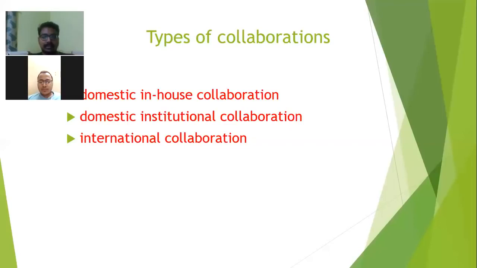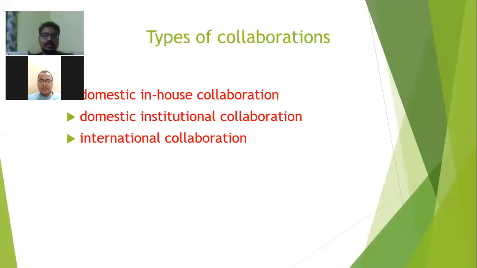English is a second language for all of us. So often what happens is that we tend to understand things better when they are explained in our mother tongue. Sometimes it happens for certain kinds of problems. So this could be an advantage when you are collaborating with a domestic institutional collaborator as compared to an international collaborator. And though it is a little tougher than the domestic in-house collaboration, it's still easier as compared to the third category that we are going to discuss.